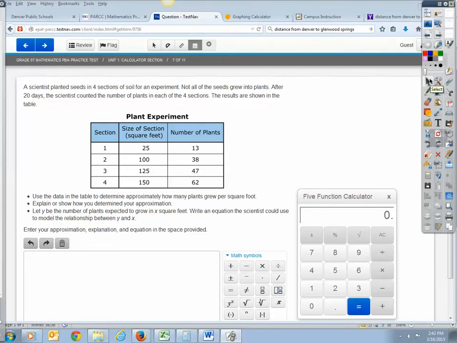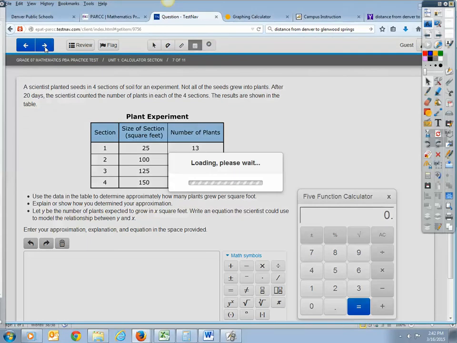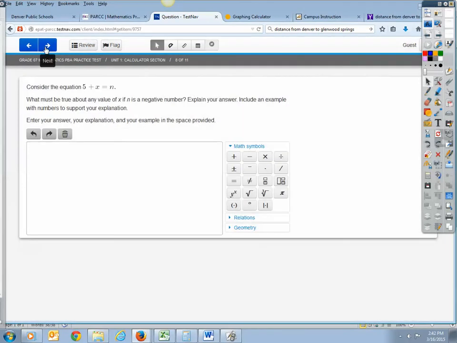So let's look at number 8. Consider the equation 5 plus x is equal to n. What must be true for any value of x if n is a negative number? Okay, so I should probably read the whole thing. Explain your answer, include an example with numbers to support your explanation. So I know that 5 plus x equals n, and n is negative.